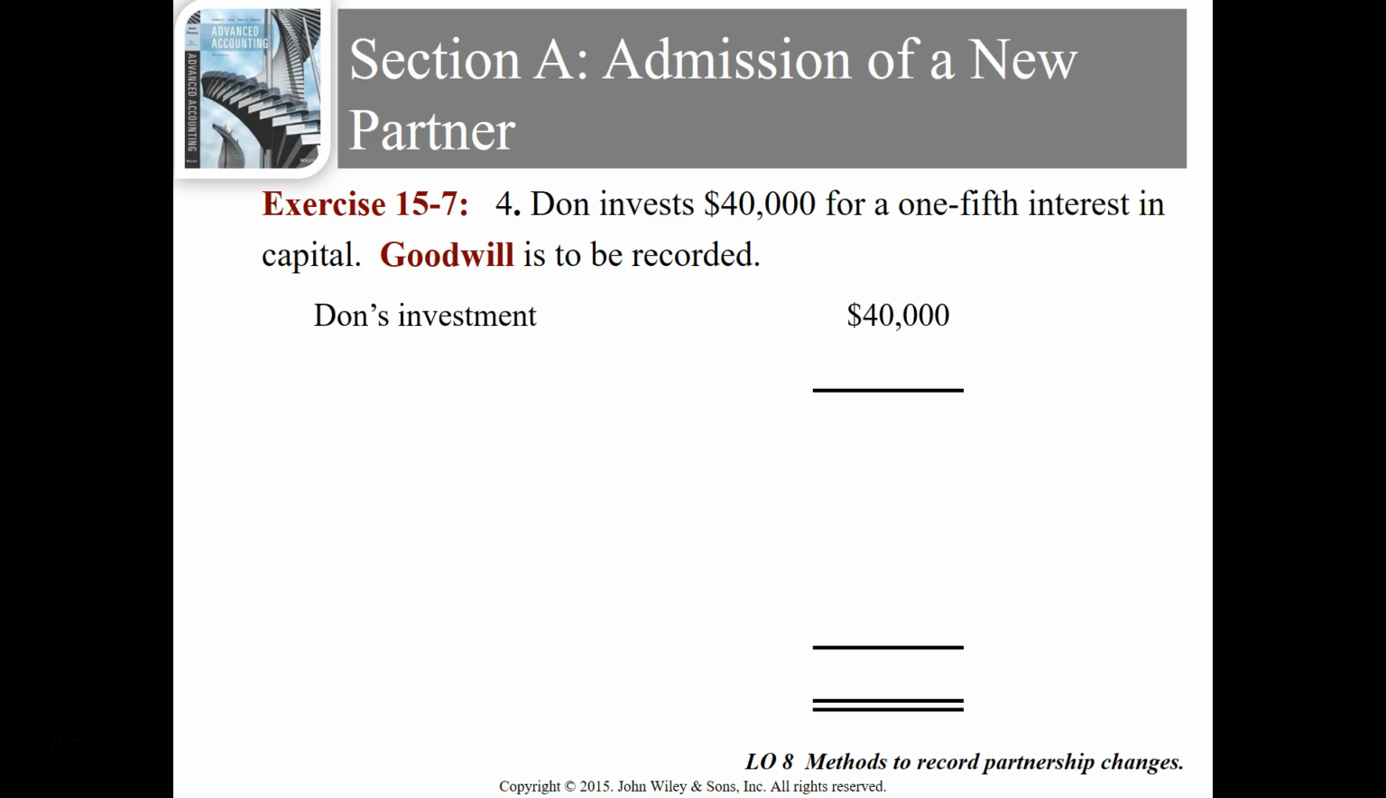Don's investment is $40,000. The interest in the partnership is 20%. That means the total capital of this partnership needs to be $200,000 if I take the 40 divided by the 20%. Because again, that's the capital that I am investing.